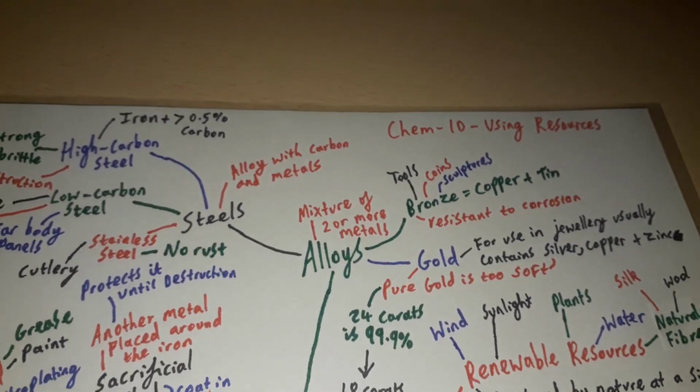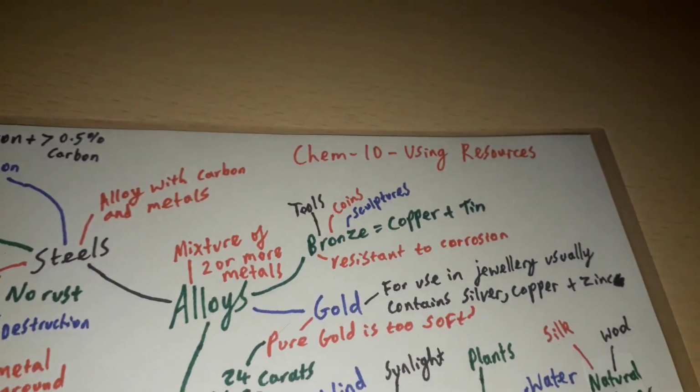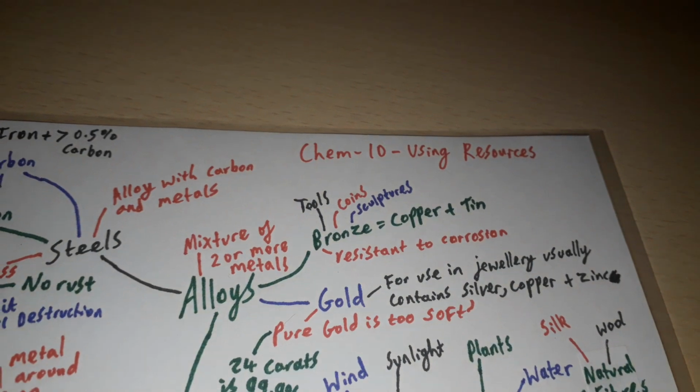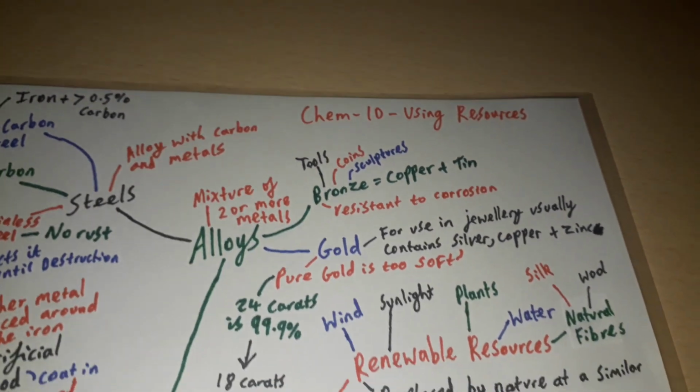So an alloy is a mixture of two or more metals. So we've got a load of examples around here. Bronze is made out of copper and tin. It's especially resistant to corrosion, so it's used for tools, coins, and sculptures.